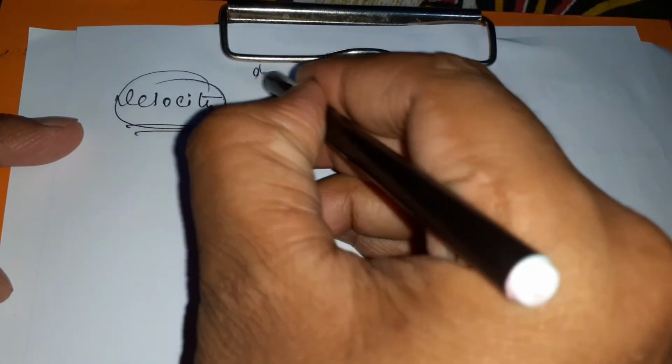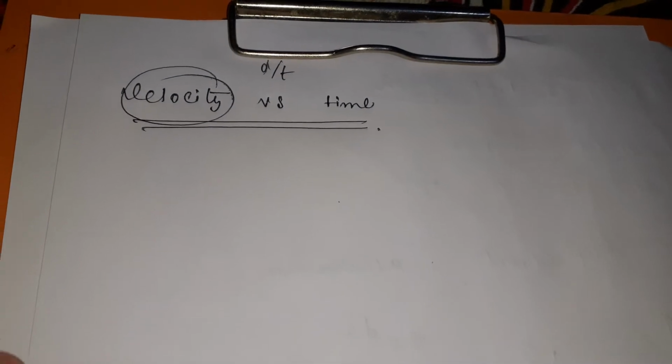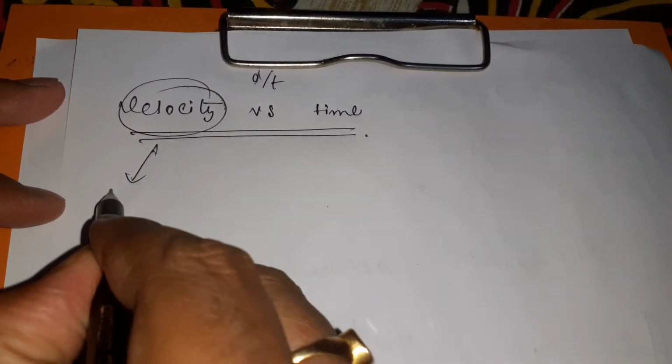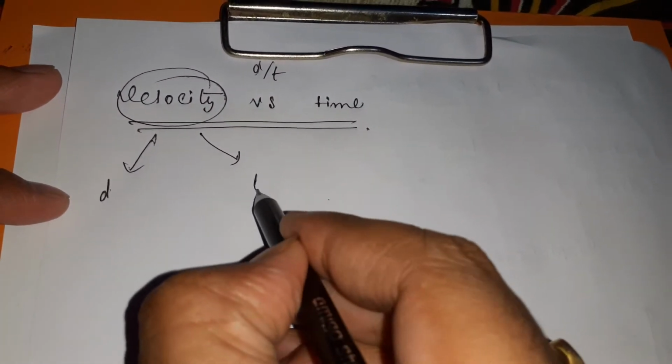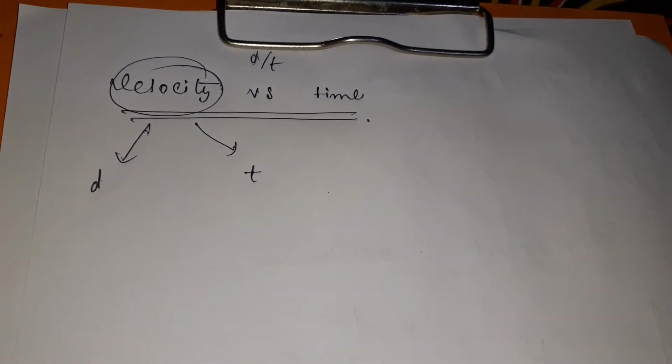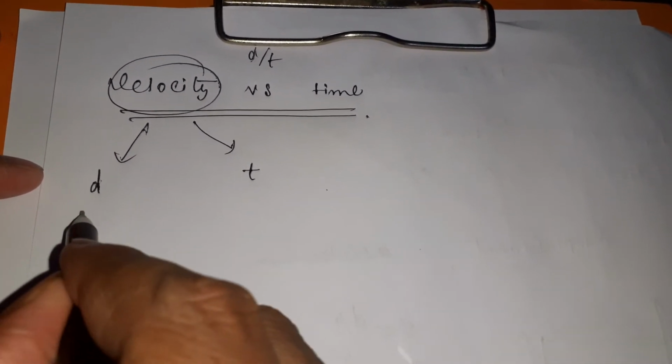So you know this velocity term, we all know that. What is that? This is actually displacement by time. This is the formula. It depends on two factors: one is displacement and the second one is time. Okay, these are the two things. Displacement, we all know that.